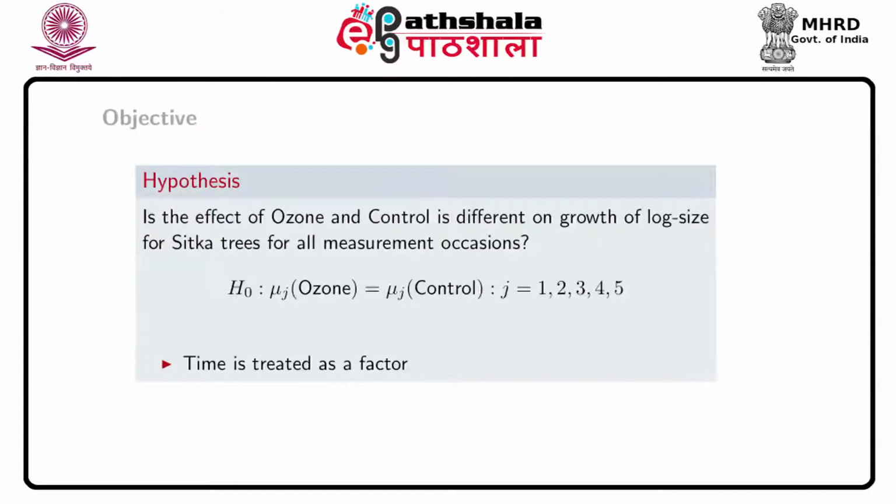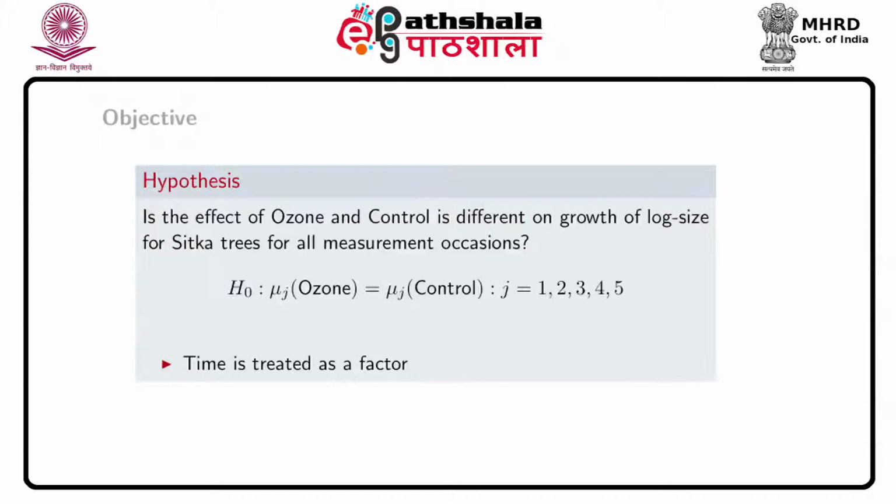Now, what is the objective? The hypothesis that we want to test here is whether the effect of ozone and control is different for the growth of the trees, the growth being measured by log size. So formally we can write the hypothesis as mu_j under ozone, that's the mean growth under ozone for the jth time point, is equal to mu_j under control, the mean growth under control for the jth time point. j runs from 1, 2, 3, 4, 5.